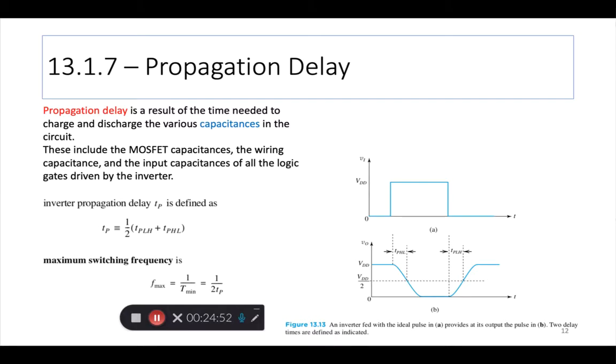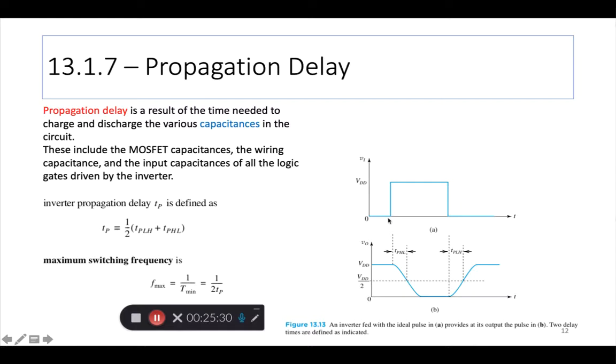And that depends on how well the circuit is designed, the natural properties of the semiconductor and all the wiring and the capacitances and all that. So the maximum switching frequency again depends on the propagation delay, which depends on a lot of the RCs present in the circuits. So what is TP low to high and TP high to low? It's shown here for a pulse.